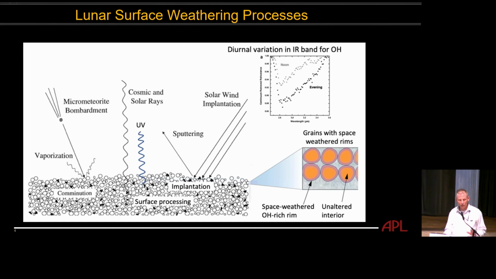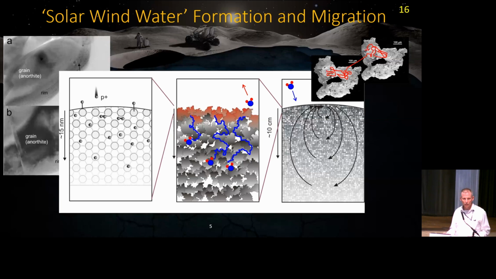And what we're addressing here is just a small component of that, which is the signature of OH formed through the implantation of solar wind protons, right? Which, by the way, are by definition just in the rims of these grains themselves, because the protons only penetrate about 15 nanometers. That's shown in the schematic on the left.